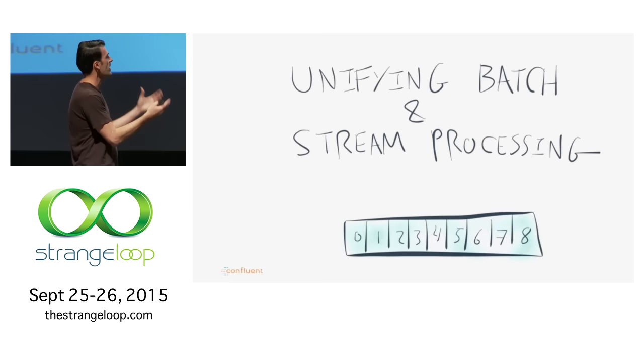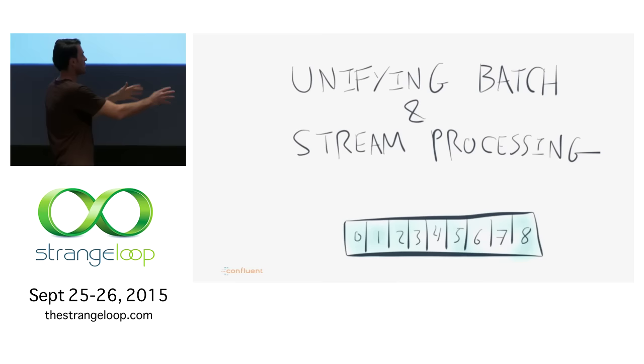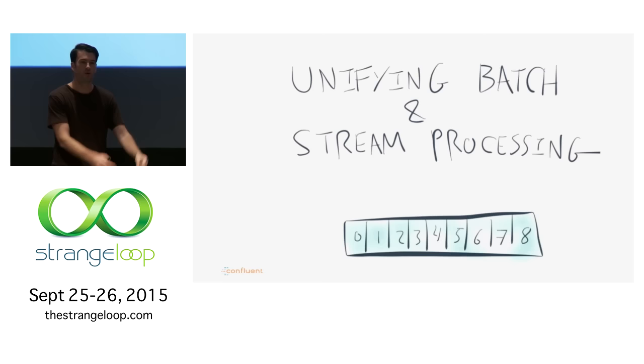It has some position in the log. Maybe it's at time 3 here. It processes forward until it reaches the end. Then it goes back to sleep. Maybe it wakes up again at the end of the next day, and it processes more. And then it goes back to sleep, and it wakes up again. So batch processing is actually really simple. It's just a process which, when it reaches the end, shuts itself down. And it happens on some schedule.